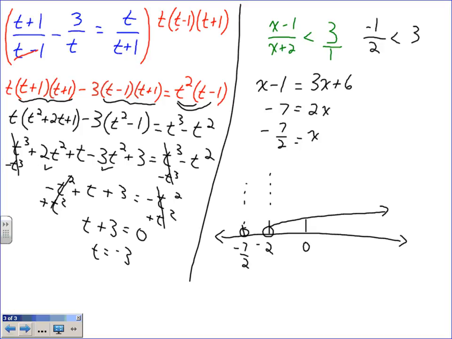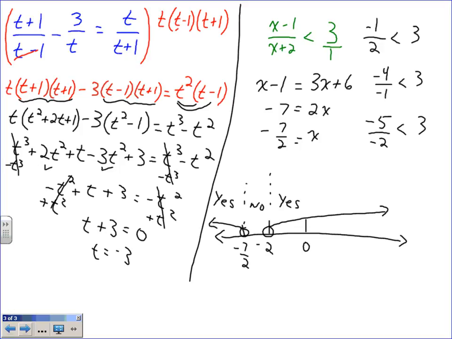Let's try negative 3. Negative 3 minus 1 is negative 4. Negative 3 plus 2 is negative 1. Is that less than 3? No. And if we try a value maybe negative 4. Negative 4 minus 1 is negative 5. Negative 4 plus 2 is negative 2, which is a positive 2.5. Is that less than 3? Yes. So all values out in this interval work. These do not work. And this does.